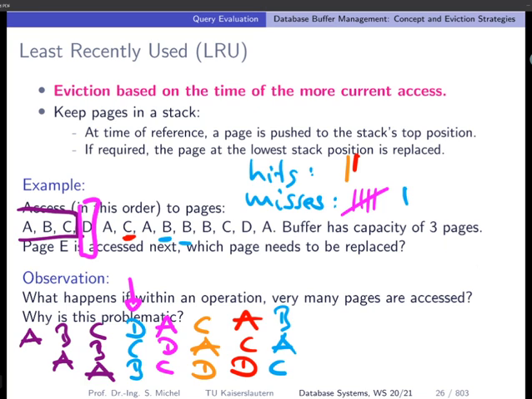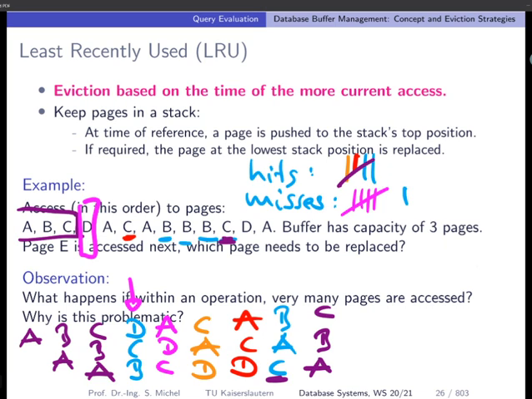The next B and the following B are all considered to be hits, because we have B in the buffer, and we also don't have to change the buffer because B is on top already. The next one is C. Well, C is in the buffer, so we have to move it up. C, B, A, and this counts as a hit.